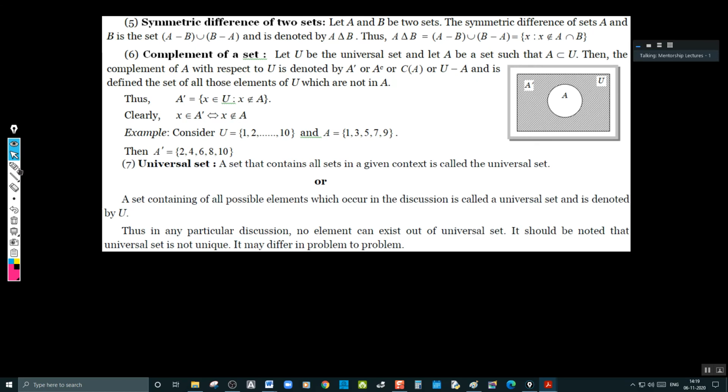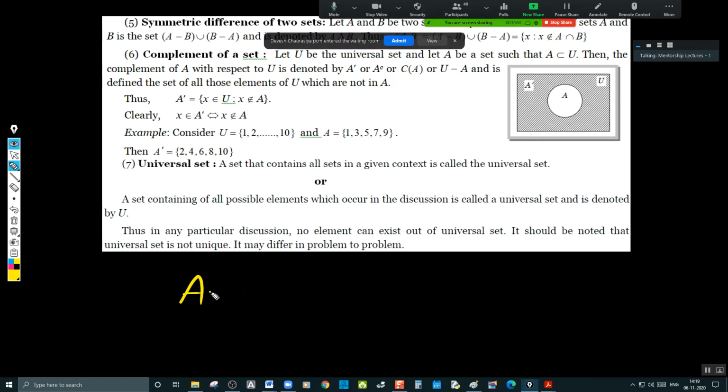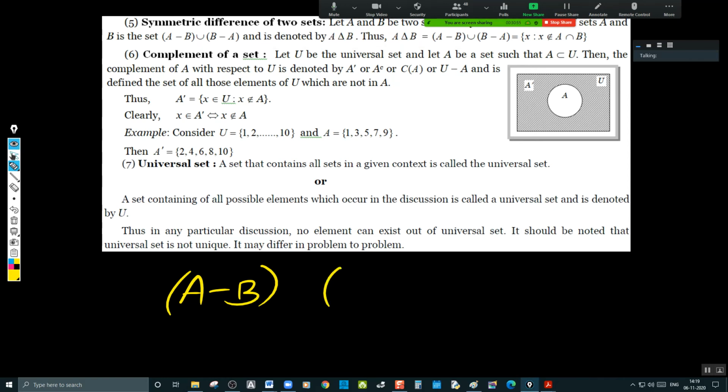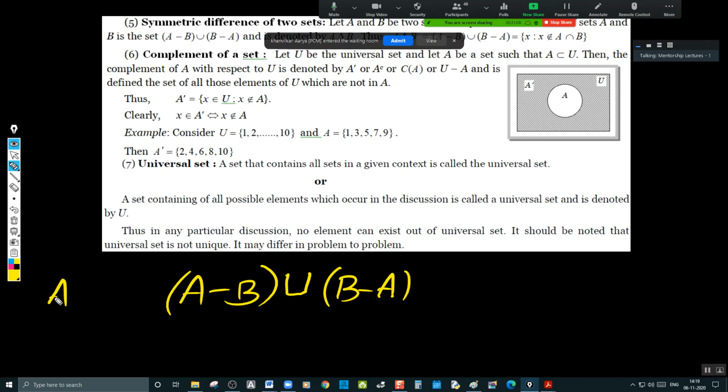Symmetric difference of two sets. You should not get confused with this one. Symmetric difference of two sets means we understood what is A minus B, and we understood what is B minus A. Now, if you write A minus B union B minus A, then it is said to be the symmetric difference. That symmetric difference is denoted by A delta B. So A delta B is equal to A minus B union B minus A. What is that, you understand?